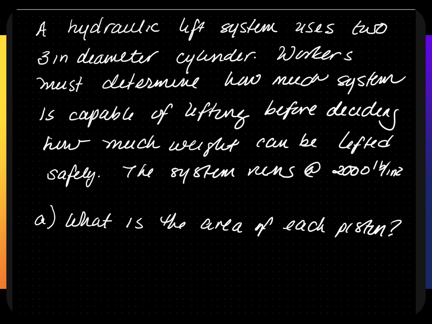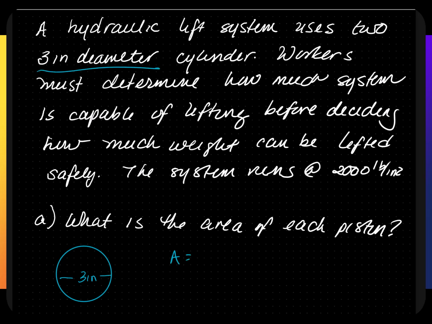Pause the video, try this problem on your own, and then check your answer. We have a hydraulic lift system that uses two 3-inch diameter cylinders. Workers must determine how much the system is capable of lifting before deciding how much weight can be lifted safely. The system runs at 2,000 pounds per square inch. The first question it asks is, what is the area of each piston? Since it's a cylinder, the area is going to be the cross-sectional area, which looks like a circle, and the diameter here says it is 3 inches.